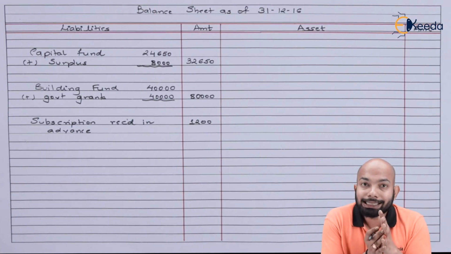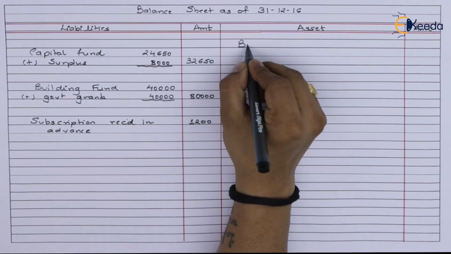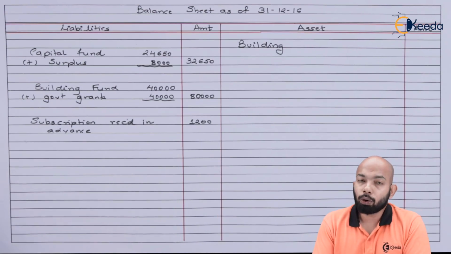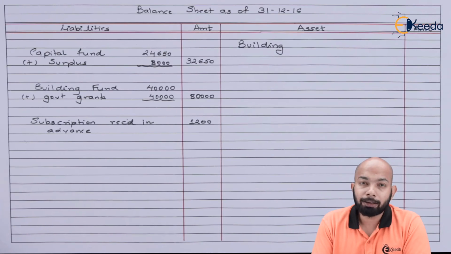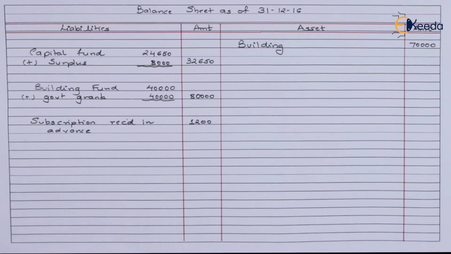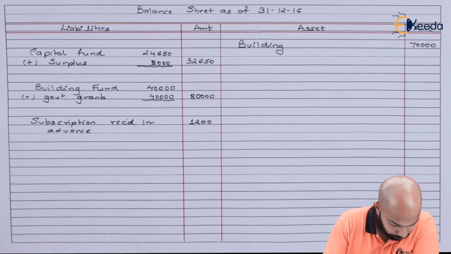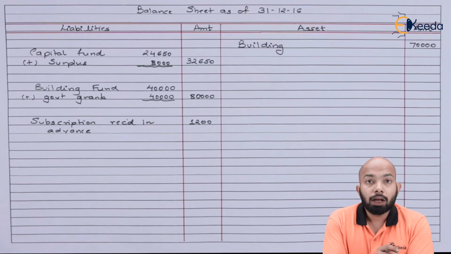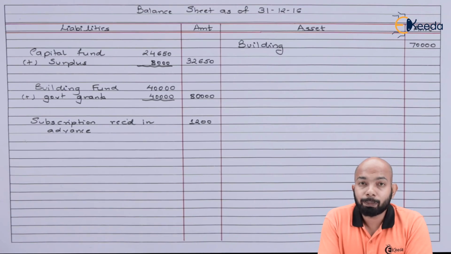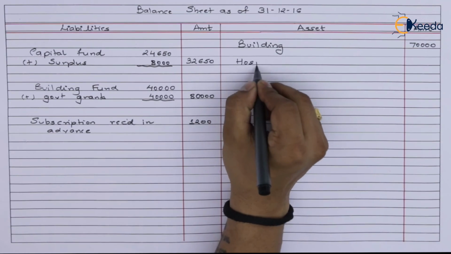Now, let's go on to the asset side. We have a few basic assets like building, hospital equipment, and furniture that was purchased, which will be placed here. For building, we already know that 45,000 was the opening balance. We added another 25,000 to it, so the closing value is 70,000 here. For the valuation of hospital equipment, 25,500 was already mentioned, so we'll mention that amount.